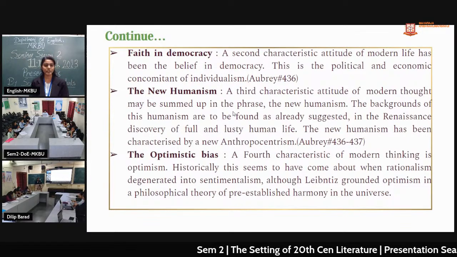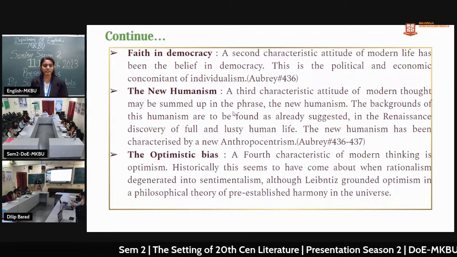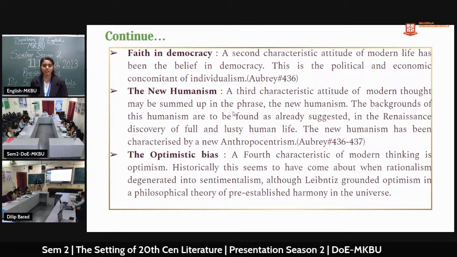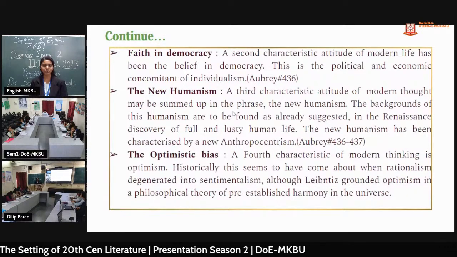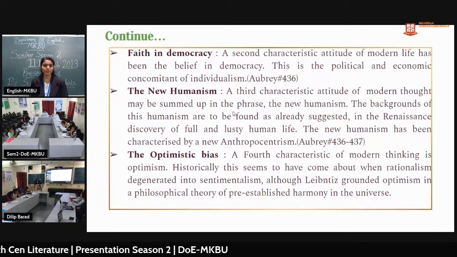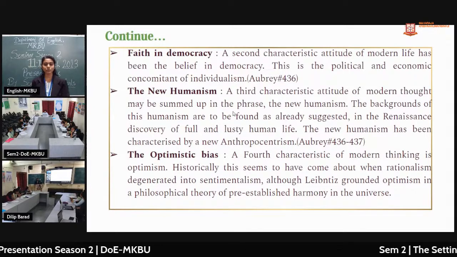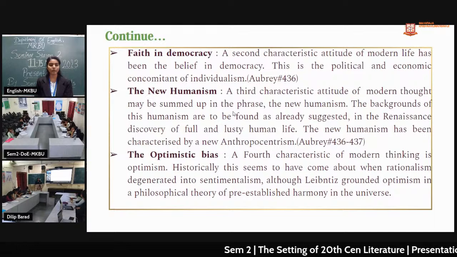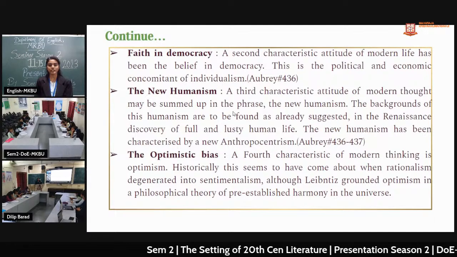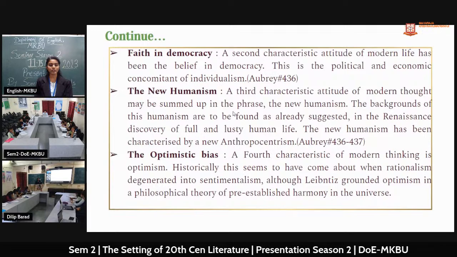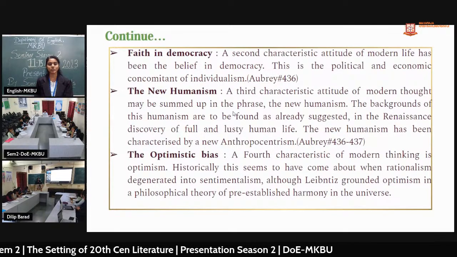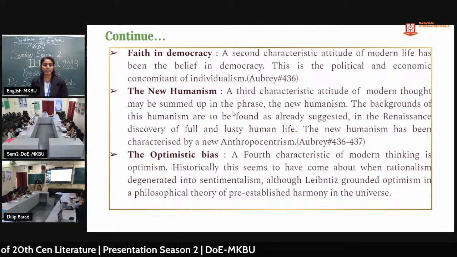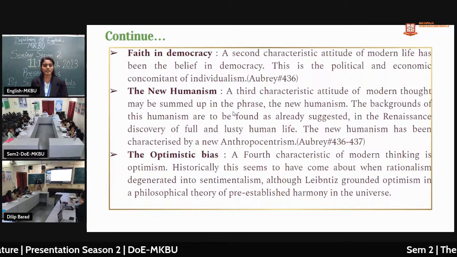The new humanism, a third characteristic attitude of modern thought, may be summed up in the phrase the new humanism. The backgrounds of this humanism are to be found, as already suggested, in the Renaissance discovery of full and lusty human life. The new humanism has been characterized by a new anthropocentrism.